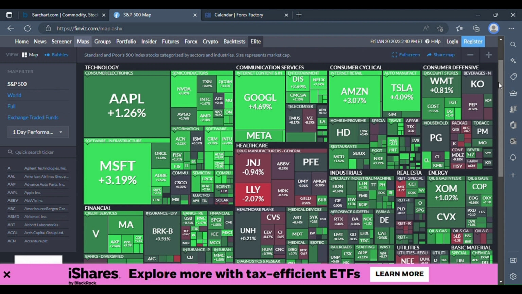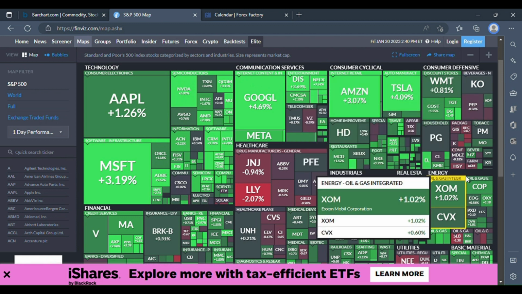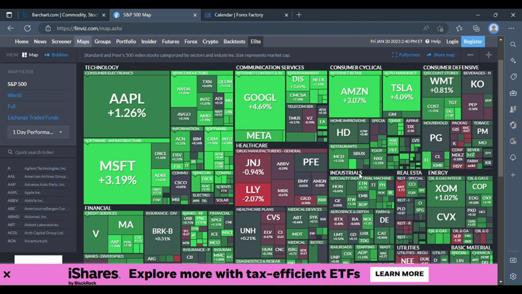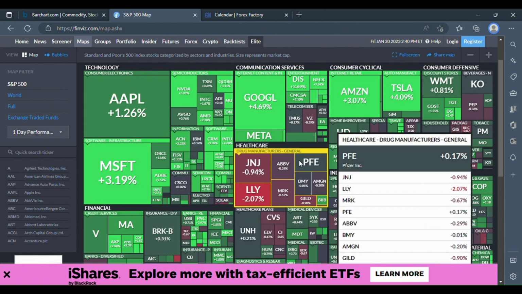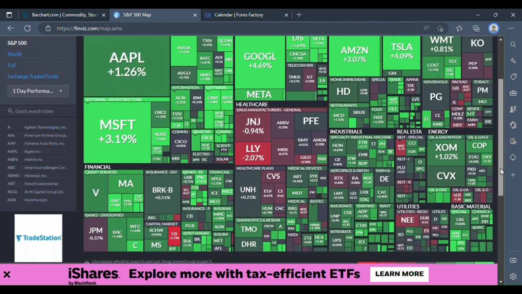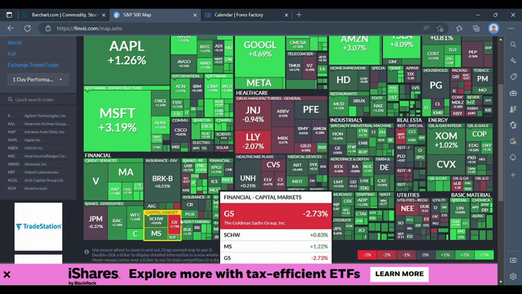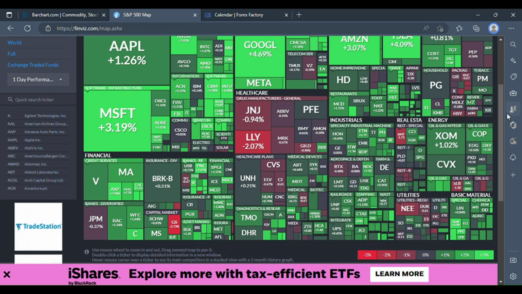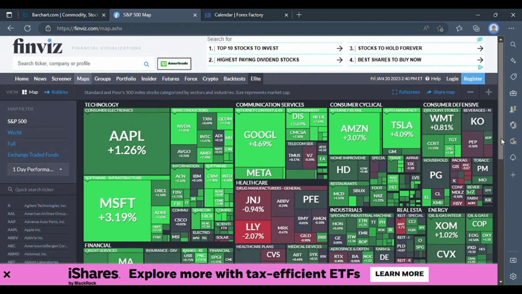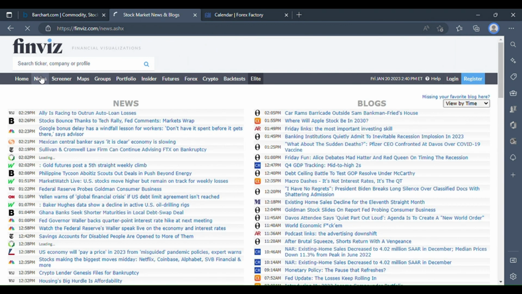Now, you go through the major sectors here, which are technology, communication, consumer cyclical, consumer defensive, energy, real estate, industrials, financials, healthcare, basic materials, utilities, and capital markets. Now, these things are generally going to tell you the overall strength or weaknesses of the market. That's not a bad thing. That's a great thing. You also can use it for news.